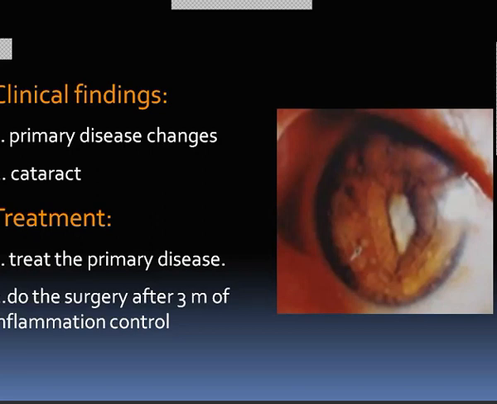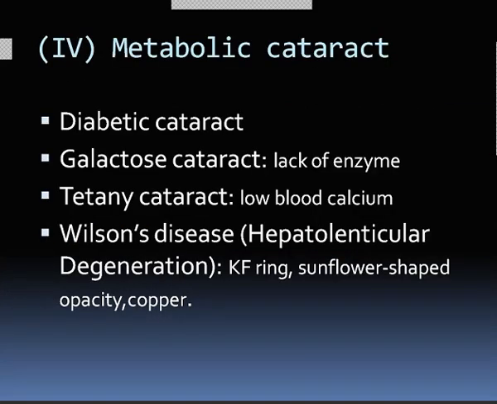And what is the treatment? We have to treat the primary disease first, and then do surgery after 3 months of inflammation control, as in the case of uveitis.